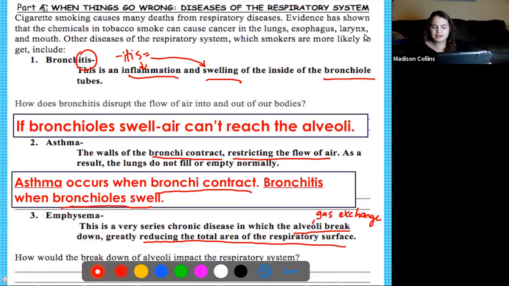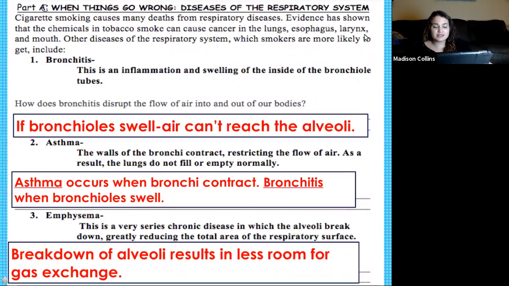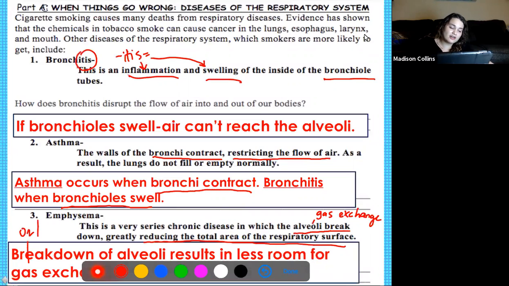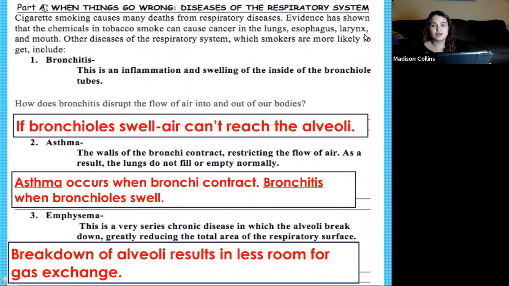So now, how would the breakdown of the alveoli impact the respiratory system? Again, pause this video, answer it on your own, and then press play to review it. Well, how would the breakdown of alveoli impact the respiratory system? The breakdown of the alveoli is going to result in less room for gas exchange. Remember, we're talking about the exchange of oxygen and CO2. So if this gas exchange can't occur properly, you're not going to get as much oxygen flow into your body, and you're not going to be able to remove that CO2 as efficiently. So it's going to cause some serious, serious problems in the long run for you.